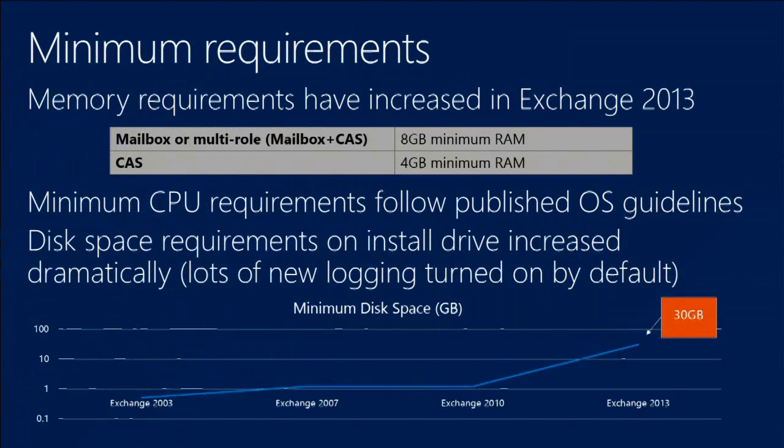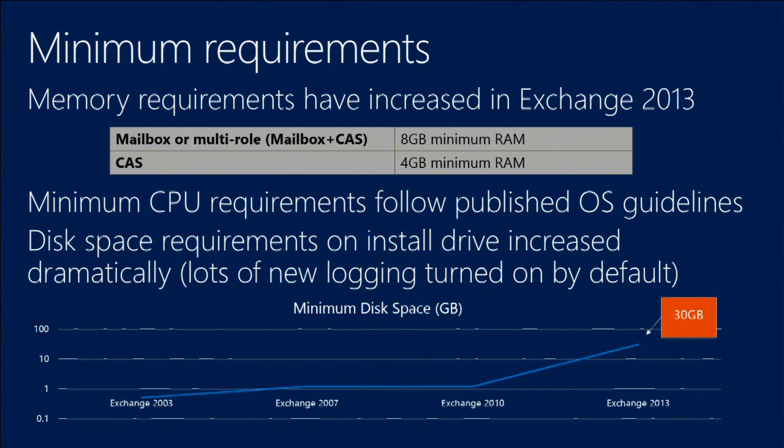So minimum requirements have definitely changed in the product. Anyone here tried to deploy 2013 on a virtual machine just for testing with like 2 gigs of RAM? Yeah, had a little bit of a painful experience, I'm guessing. Yeah, it doesn't work very well. So the minimum memory requirements have definitely increased in 2013. So for Mailbox or multi-role, we require a minimum of 8 gigs of RAM. And for the CAS role by itself, a minimum of 4 gigs of RAM.